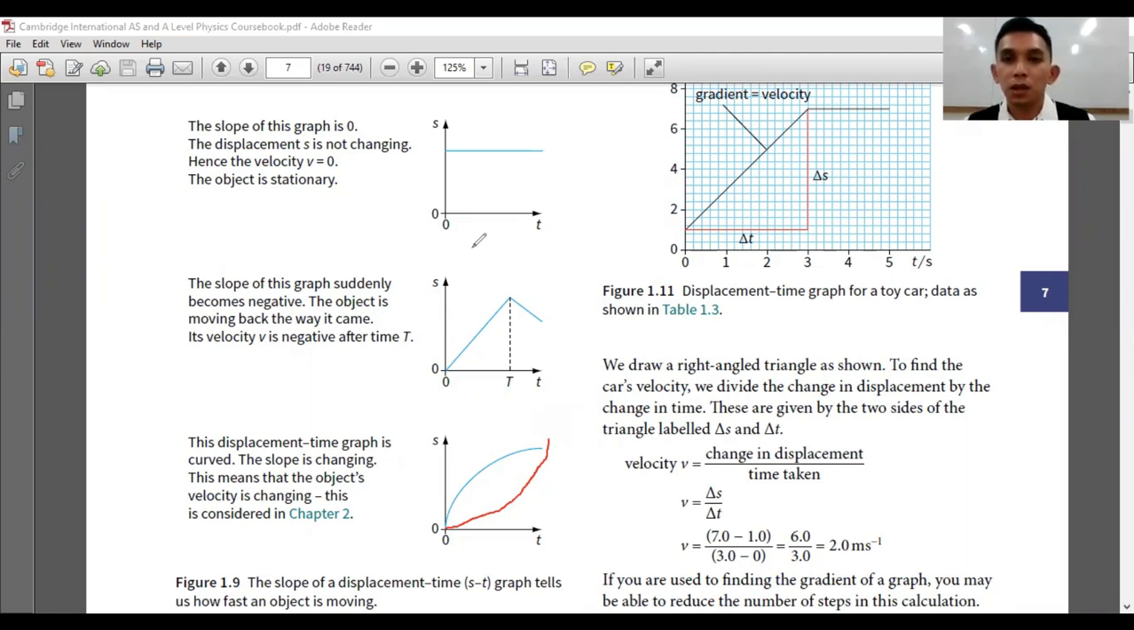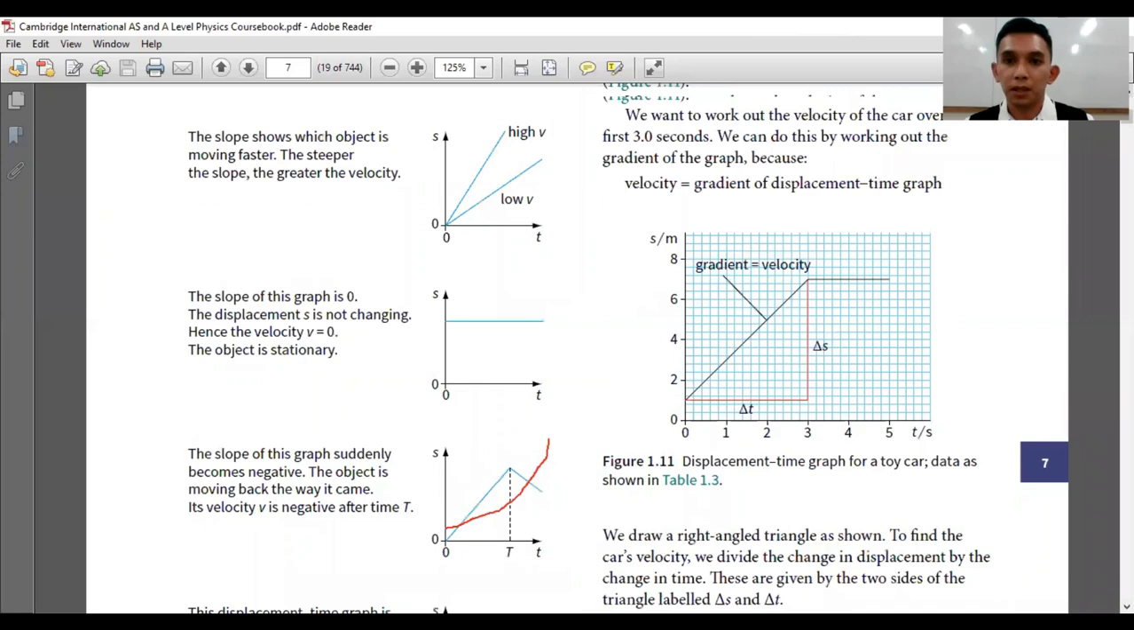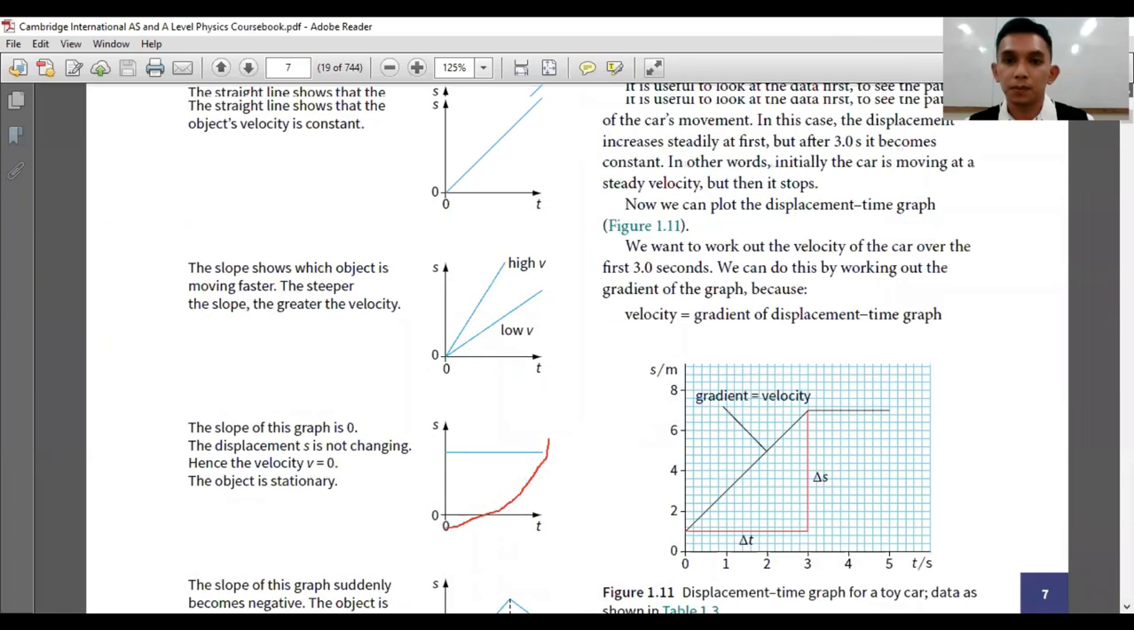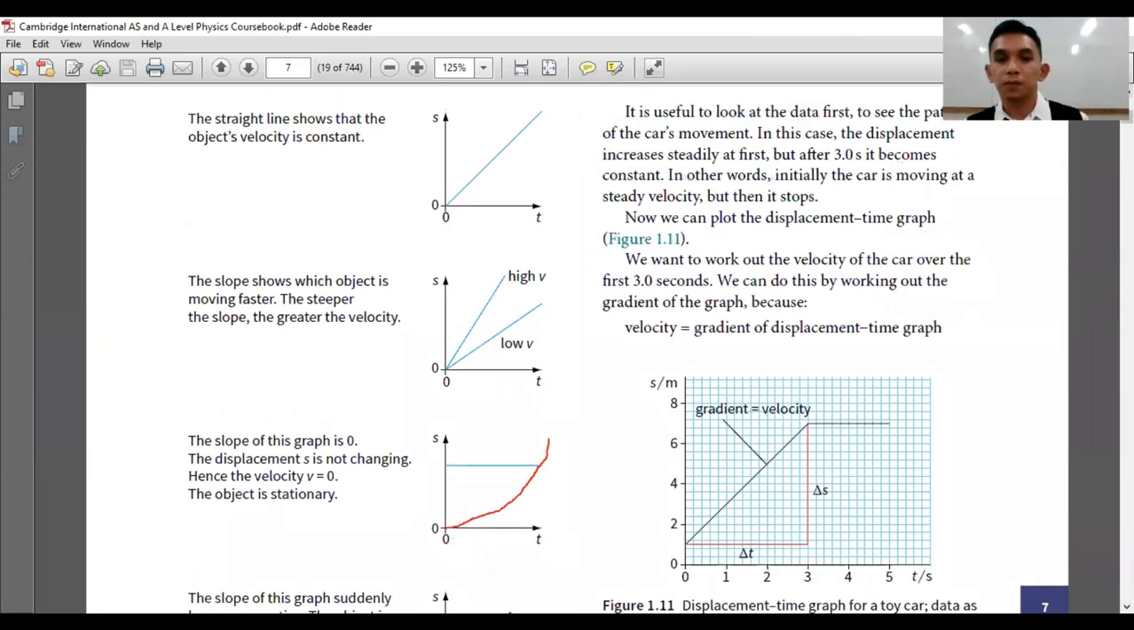Okay, so to make you understand this one more, let us check the example here. They give you the graph between displacement and time. Okay, this is the displacement and then this is the time.